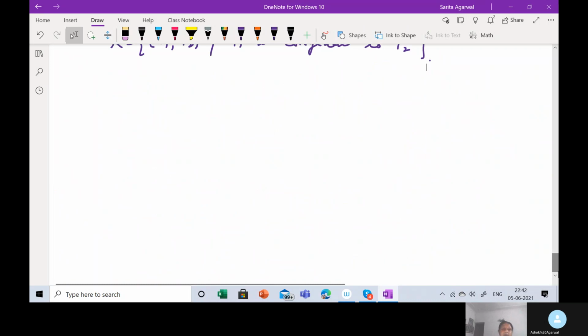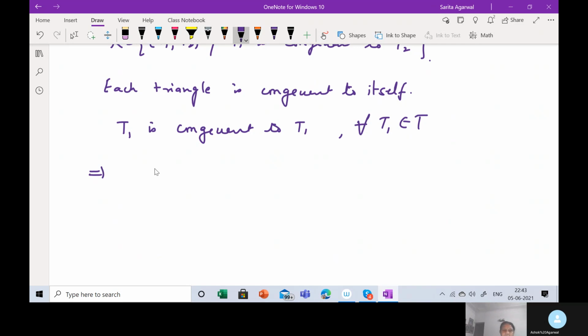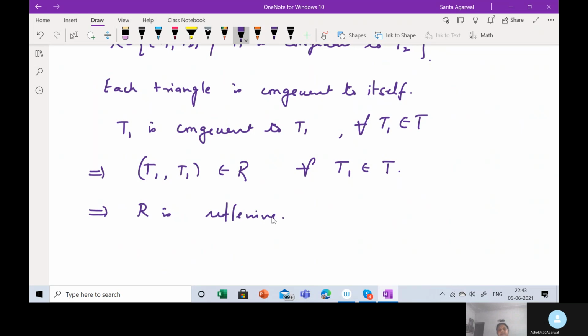We know that each triangle is congruent to itself. Since each triangle is congruent to itself, that means T1 is congruent to T1 for all T1 belonging to T. That means (T1, T1) belongs to R for all T1 belonging to T, and this means that this relation is reflexive, right?